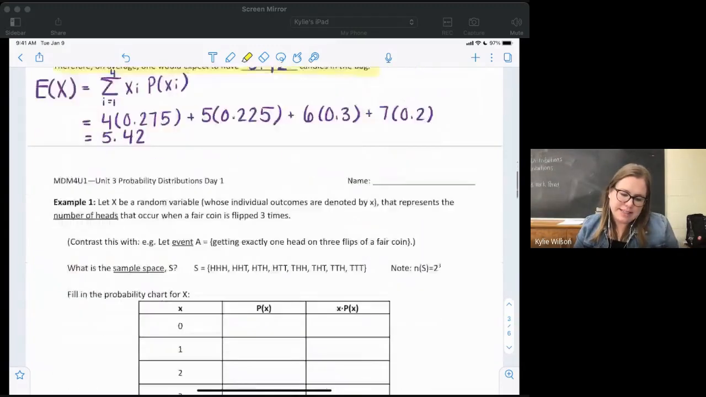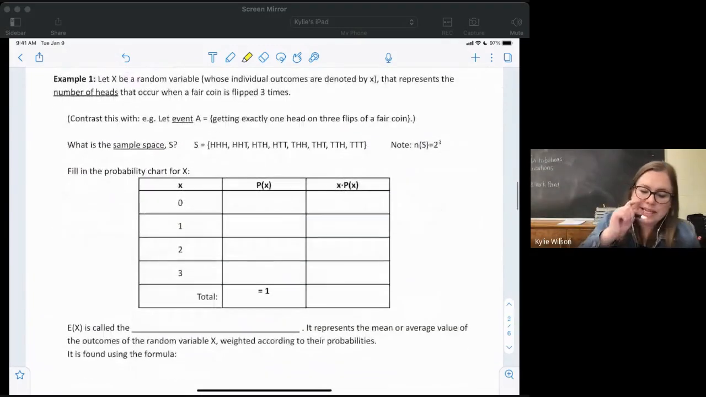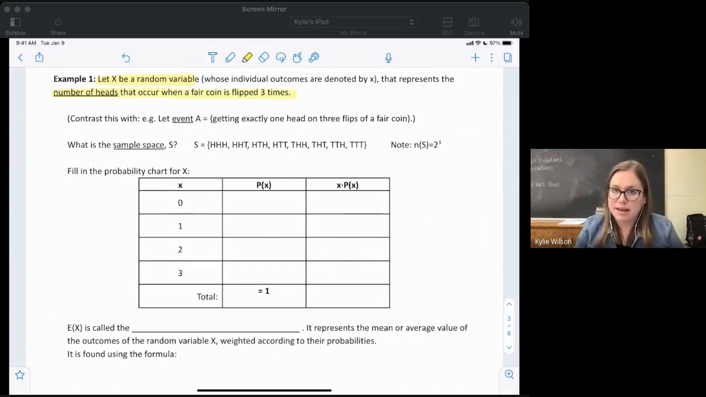So for our next example, we're going to let x be a random variable that represents the number of heads that occur when a fair coin is flipped 3 times. Now, the old way we would have said let event A be getting exactly 1 head on 3 flips of a fair coin or something like that. But now we want to assess all of the options and count how many heads we have. We want to look at the whole situation.